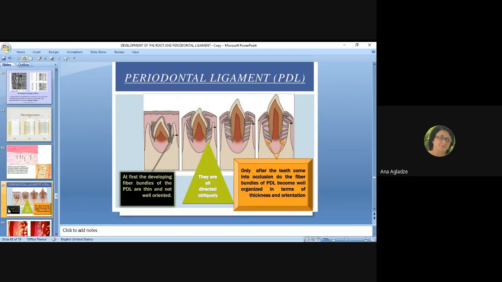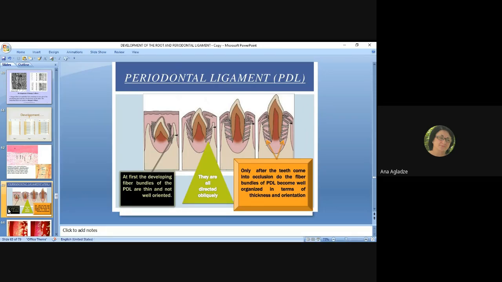It seems to be normal for Hertwig's epithelial root sheath not to disintegrate fully, because there are remnants, and they give rise to epithelial rests and root pearls. They can also form a two-dimensional network that lies close to the cementum in the periodontal ligament.